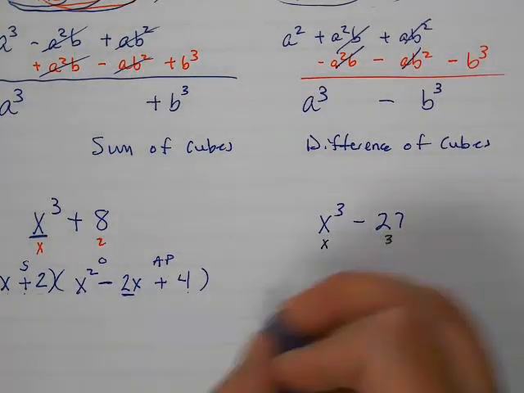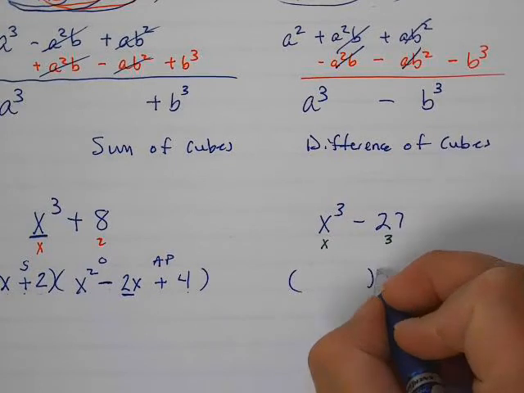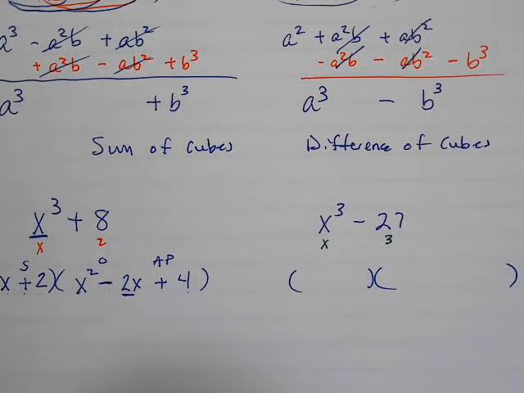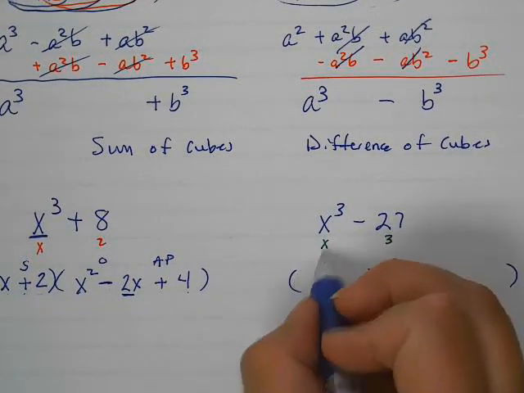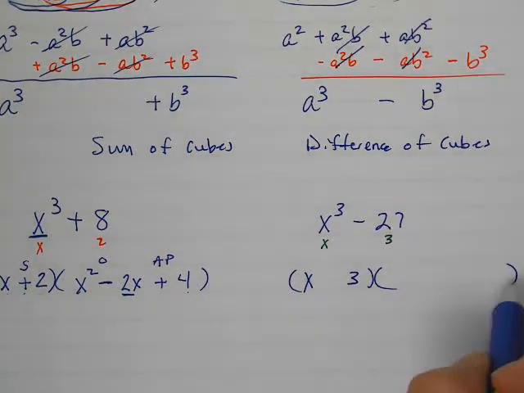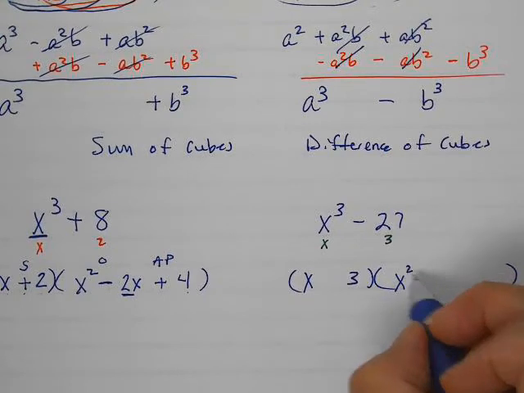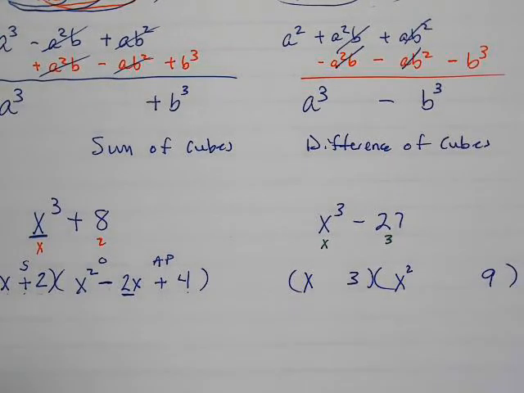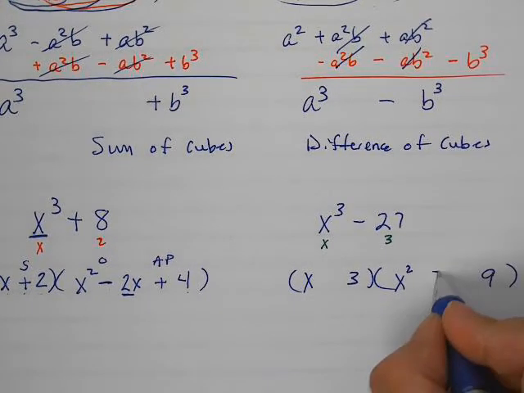So if it's the difference of cubes, I'm going to have a short parenthesis and a longer parenthesis. Inside the shorter parenthesis, I have those two numbers that I'm cubing. Inside the longer parenthesis, I'm going to square those two numbers on each end. So x squared and 3 squared. And the middle term is those two multiplied together.